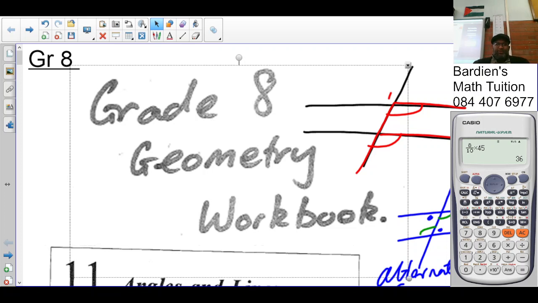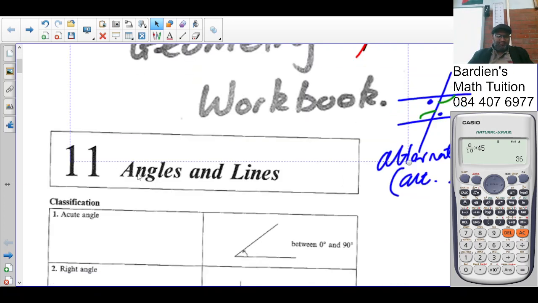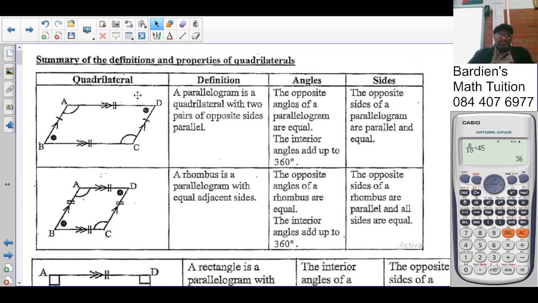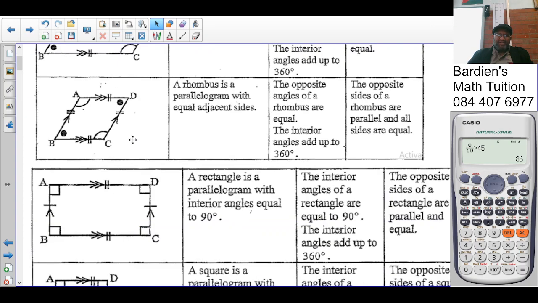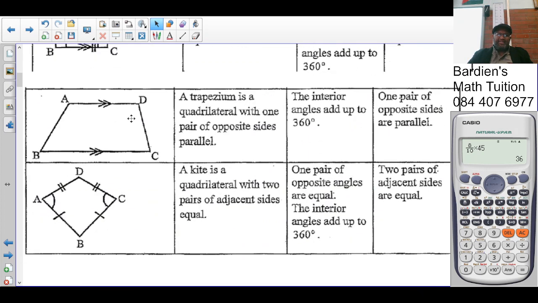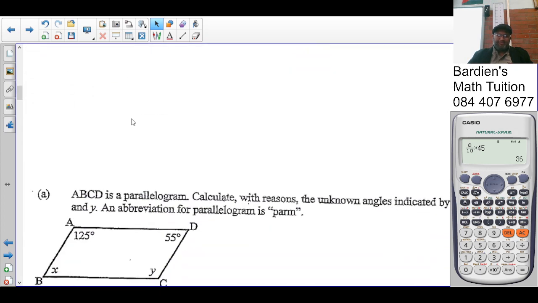So today we're looking at geometry. We're starting our quadrilaterals, properties of quadrilaterals. So for homework, you have to make the summary. Okay. So we had the summary of a parallelogram, a rhombus, a square, and a rectangle, trapezium, and a kite.